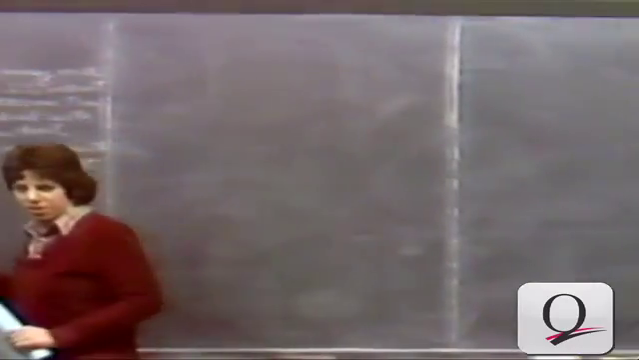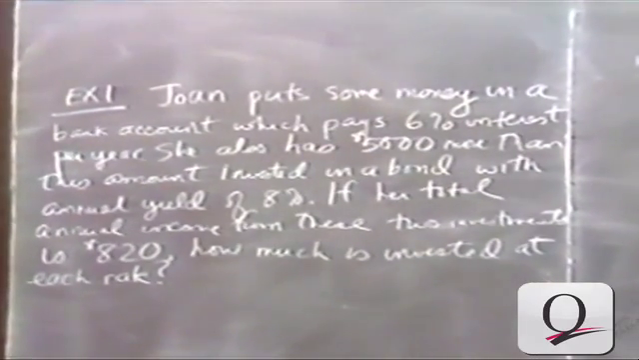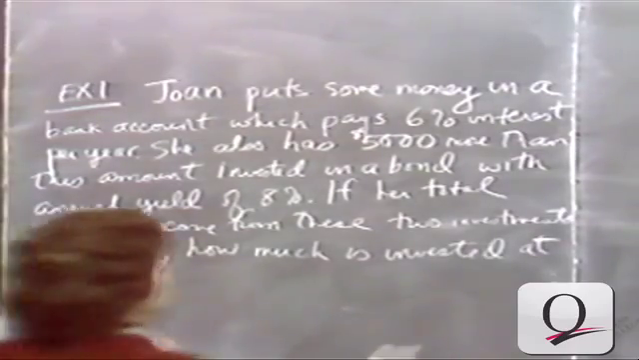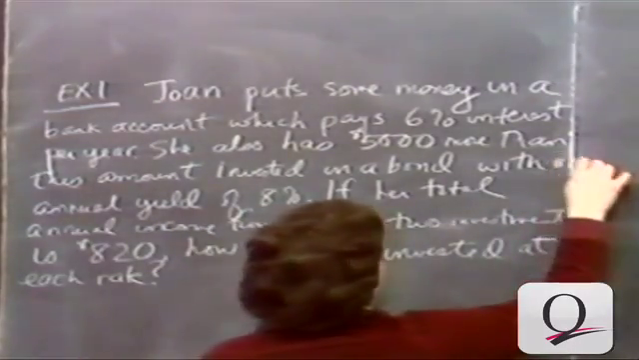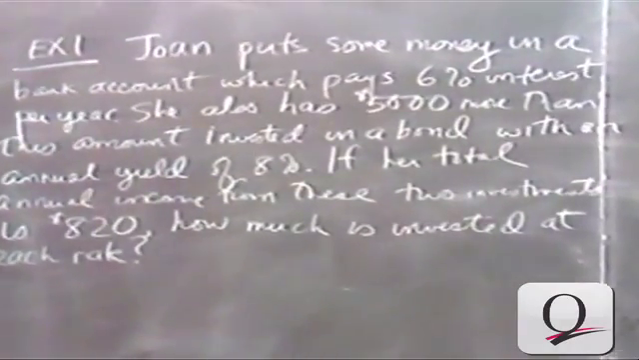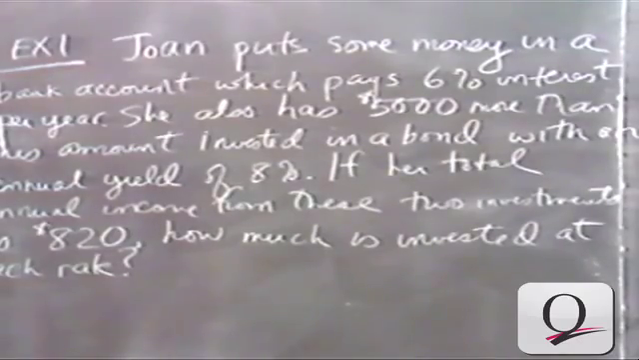Okay, our first example. Joan puts some money in a bank account which pays 6% interest per year. She also has $5,000 more than this amount invested in a bond with an annual yield of 8%. If her total annual income from these two investments is $820, how much is invested at each rate?